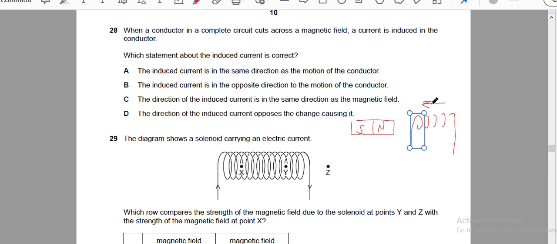When the coil moves towards the magnet, it cuts the lines of the magnet, and an induced current will be formed in the coil. I mean, the induced current must form an induced magnetic field in the coil, which opposes the magnetic field here.